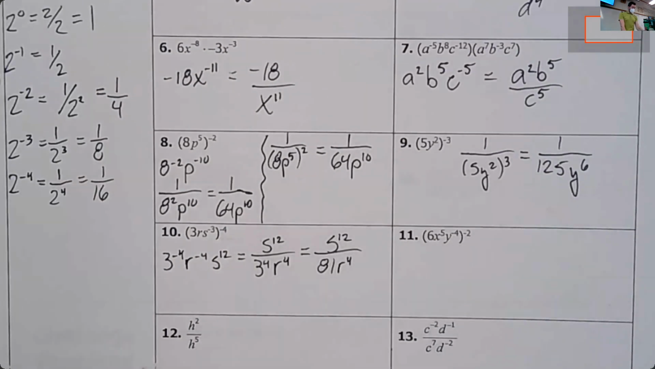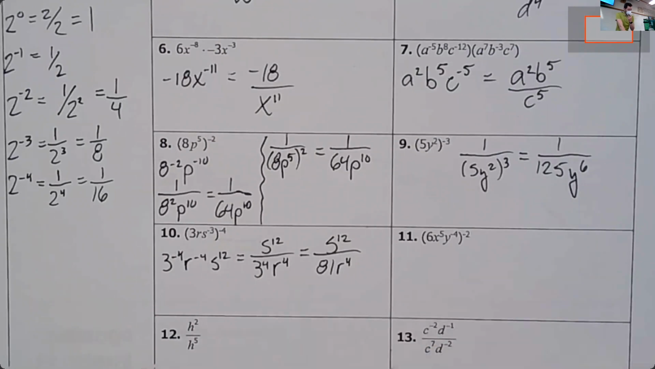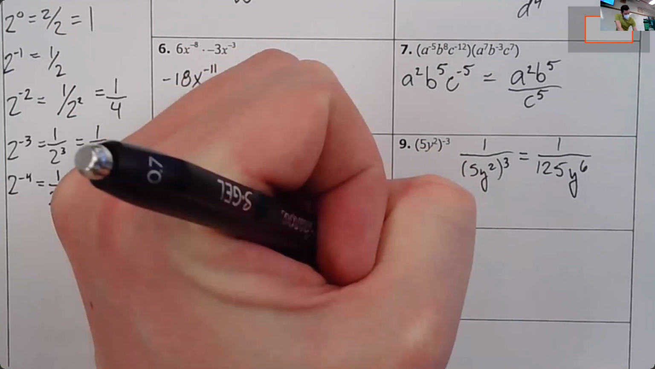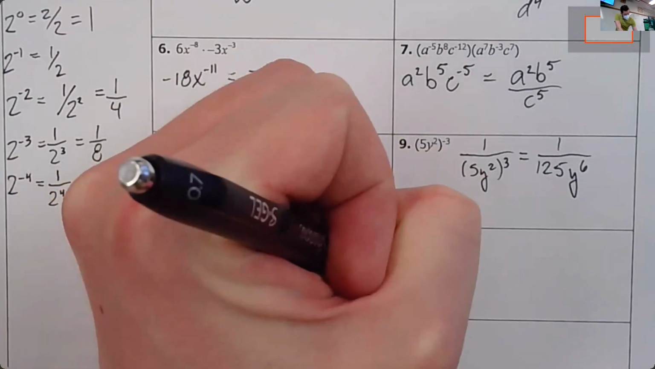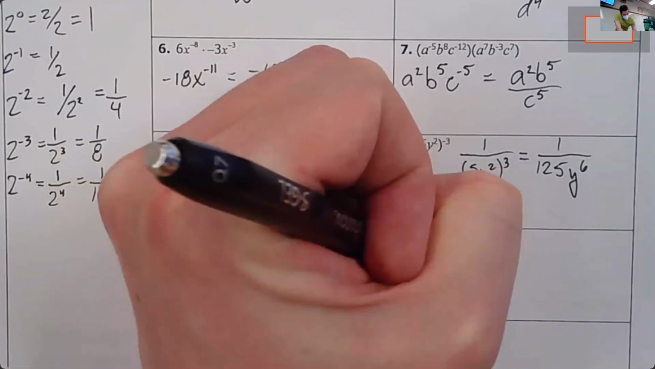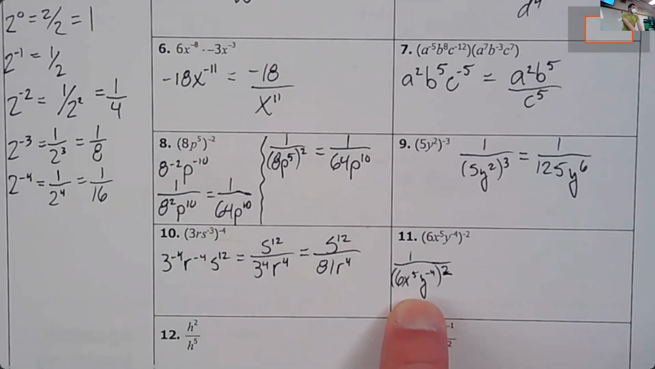So depending on which method you would prefer to use, just the power rule straight away, or flip it over first and then the power rule, that's up to you. Number 11, I'm going to flip it all first. And so that would give us 1 over 6x to the 5th, y to the negative 4th, all to the 2nd power, because that exponent is now positive. And notice that when we flip this, the stuff inside the parentheses doesn't change at all. It's only the exponent on the outside that goes from a negative to a positive. Everything in here stays the same.